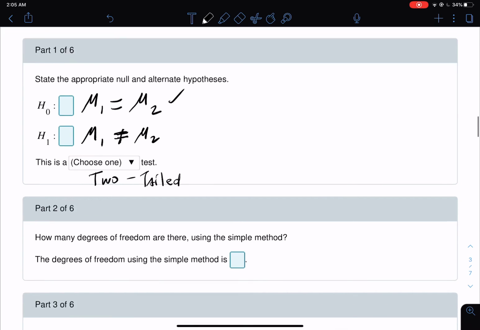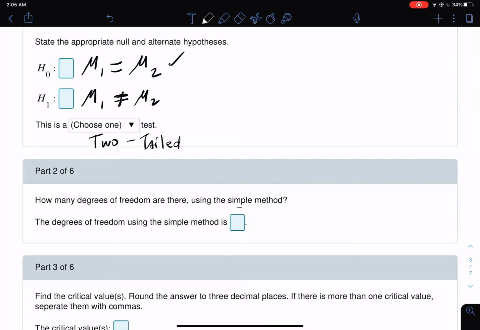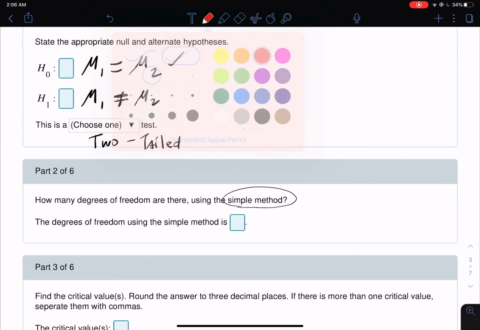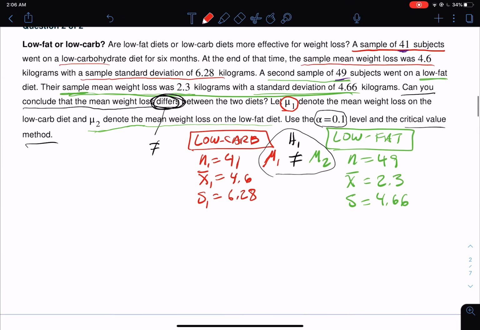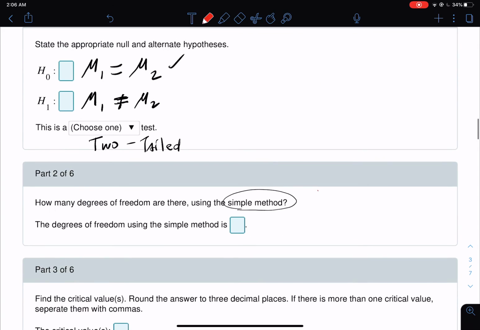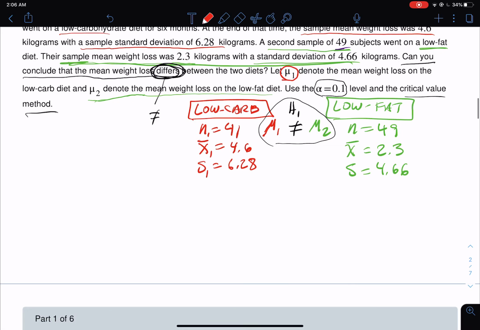Okay. Simple method. Once again, we go ahead and take a look at our different sample sizes from both samples. The low carb is 41. N sub 1 equals 41. And our low fat is 49.